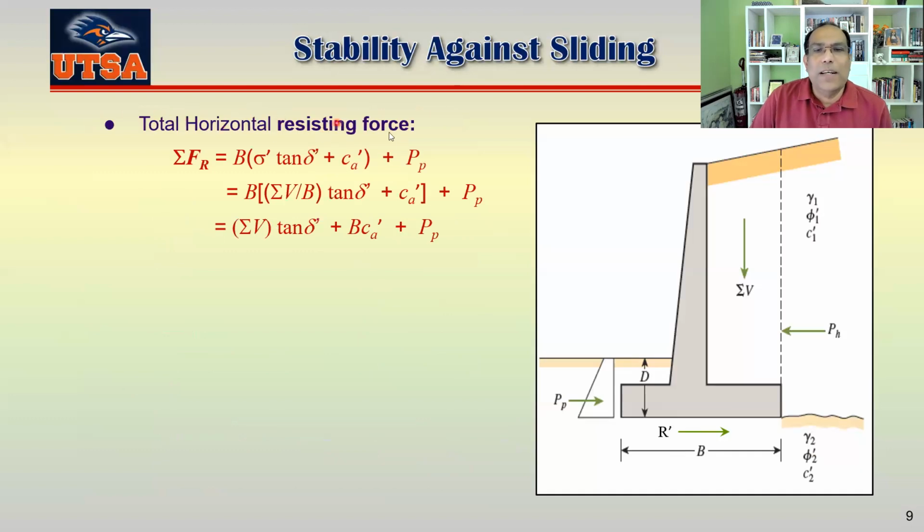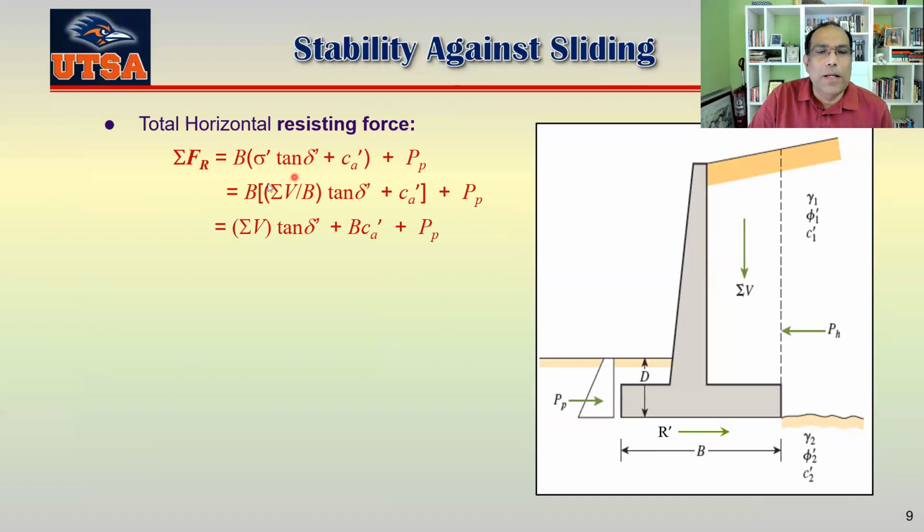So the total horizontal resisting force is basically R plus PP. So that's your R plus PP, okay? And you can see if you just play with that, your sigma prime is basically your summation of V divided by the area here, right? That's the normal force working here. So summation of V divided by the area, which is B into 1, and then your tan delta prime plus CA prime plus PP.